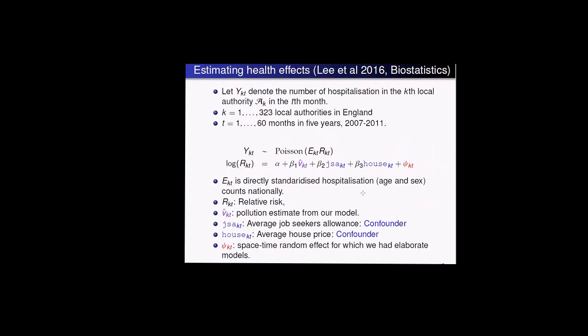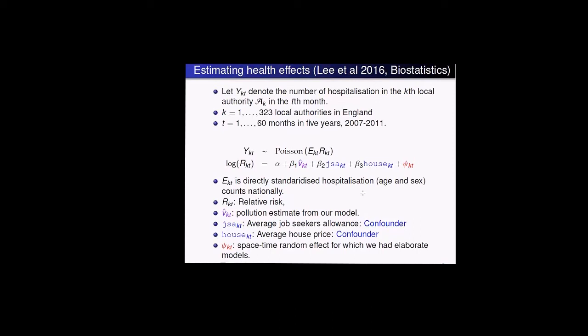So I'm going to talk a little bit about estimating the health effects, which is based on our joint work with Duncan Lee and co-authors. What we would like to model is YKT, which denotes the number of hospitalizations in the kth local authority in the tth month. So K equals 1 to 323 local authorities in England. We looked at the effects in England only, and our T is from 1 to 60 for 5 years. This YKT follows Poisson(EKT RKT), that's a standard disease mapping model, and EKT is the directly standardized hospitalization count by age and sex, which counts nationally.